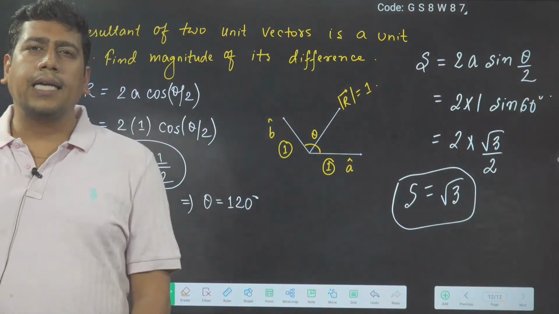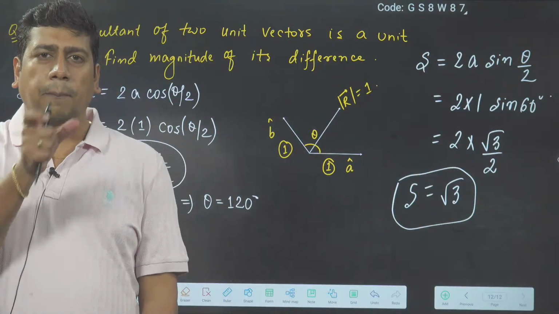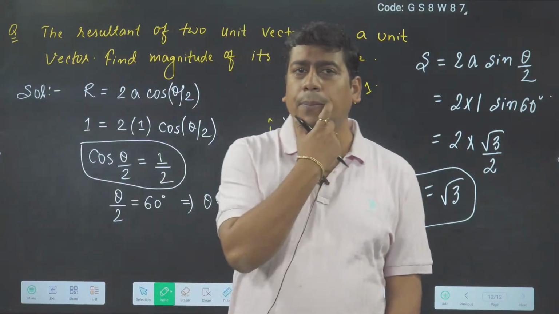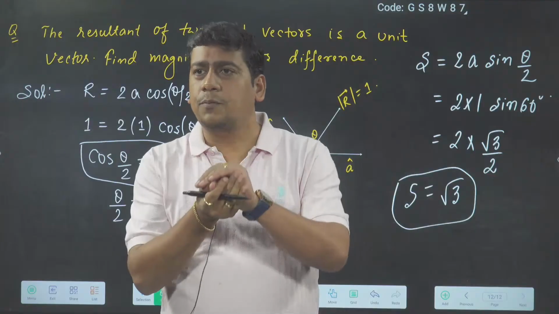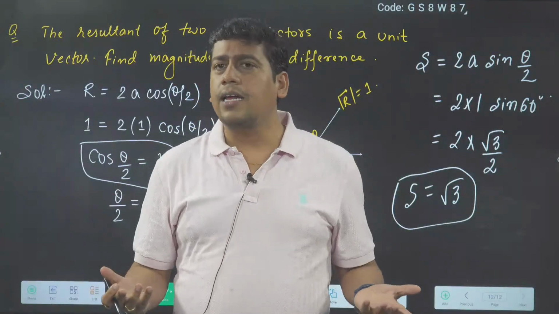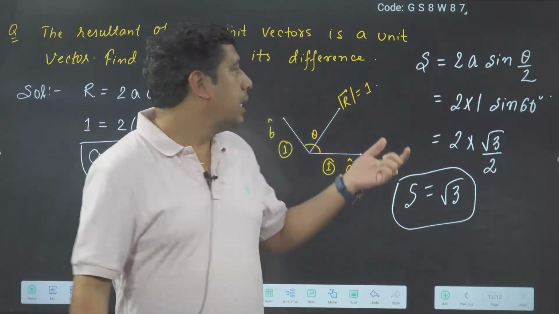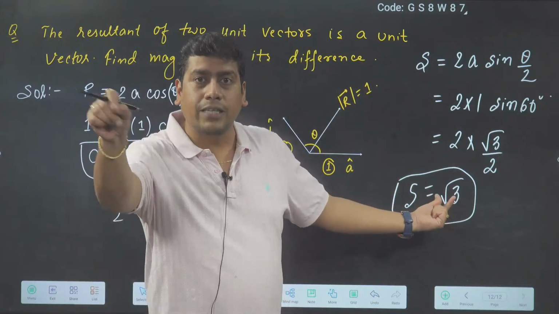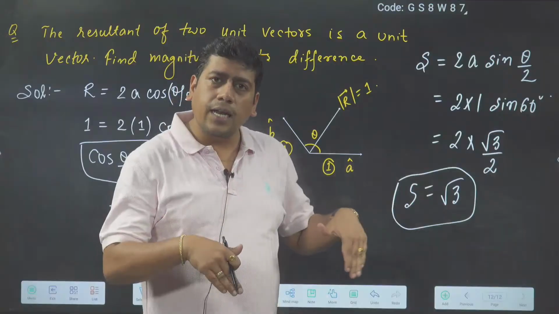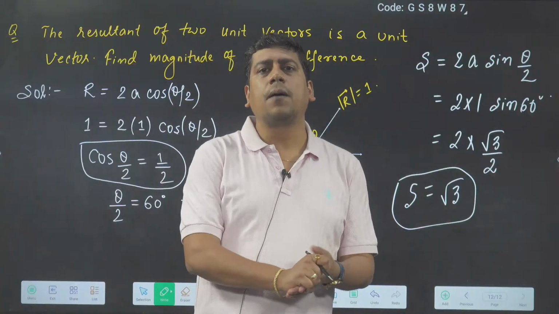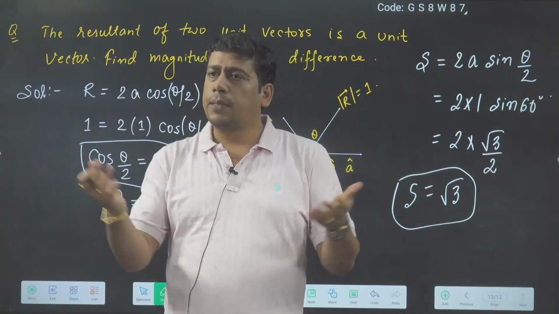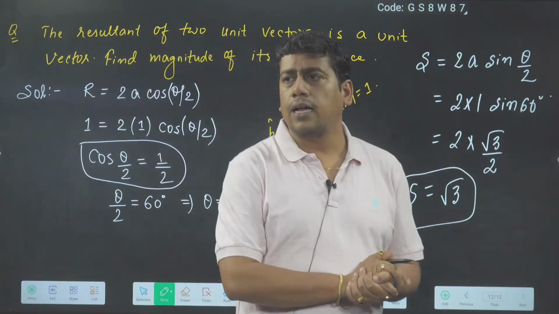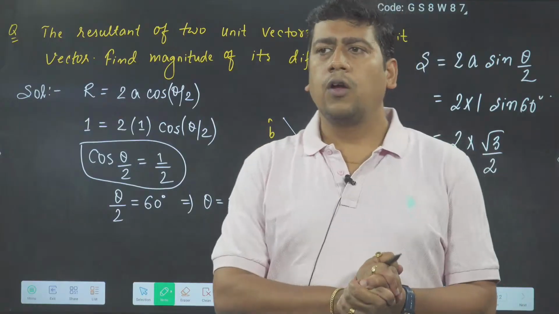So the resultant has magnitude 1, but the subtraction has magnitude root 3. That means in vector algebra, such a thing happens. While adding, we are getting less magnitude, but while subtracting, we are getting more magnitude. While adding, we are getting only 1, but in subtraction, we are getting root 3, which is 1.732, correct? So subtraction here has more magnitude as compared to addition. It happens in vector algebra because the angle is obtuse. I hope this point is clear.